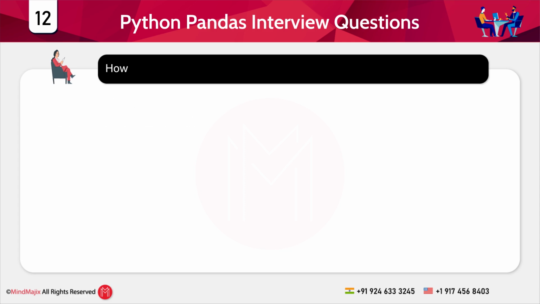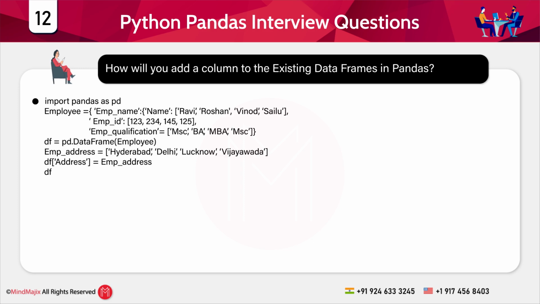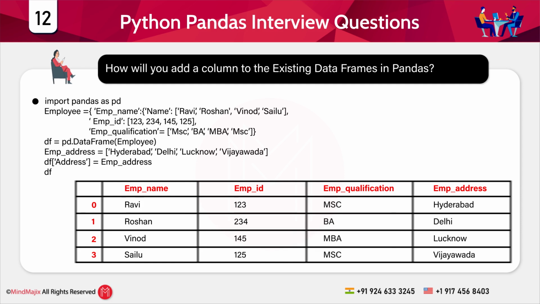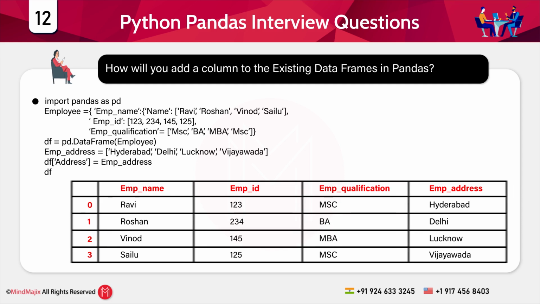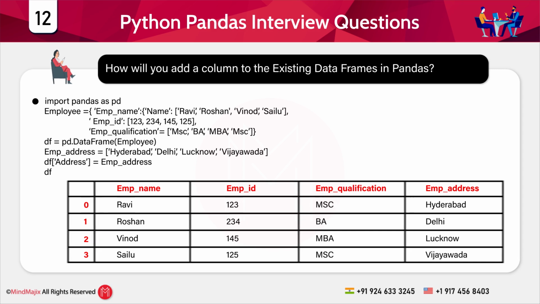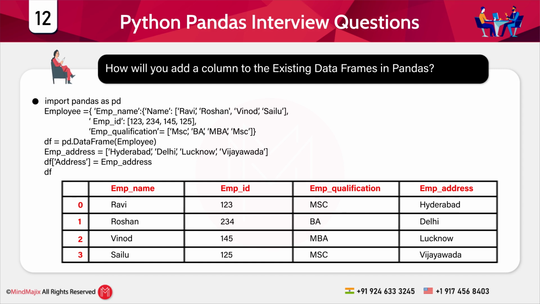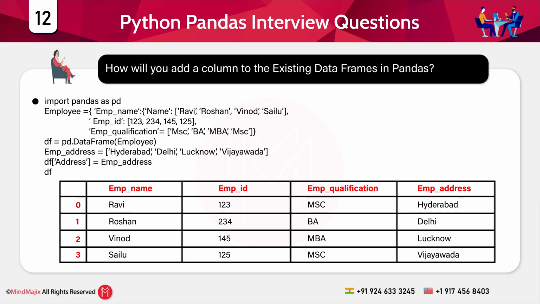The next question is, how will you add a column to the existing data frame in Pandas? So guys, as you can see over here, we have written a few lines of code just to explain how to add a column. So what we are doing is import pandas as pd, and employee is a dictionary, and inside this what we have is employee name, like a key value pair. So for name you have Ravi, Roshan, Vinu, then Selu. Then you have the employee ID, any random numbers, and then you have the employee qualifications. Okay, so this is the employee data that we have created, like a list of employees.